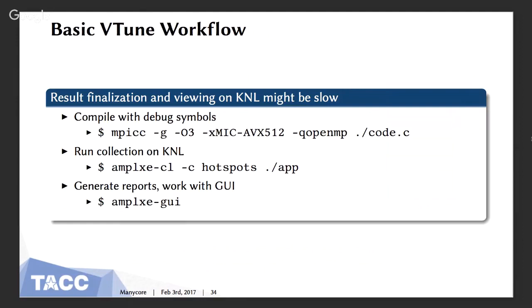Okay, so the basic VTune workflow, which you'll be doing in the labs, is I'm going to compile with your debug symbols. That just involves throwing a -G at the problem during the compilation stage. You want to run the collection actually on the KNL itself with this amplxe-cl command line, and then that'll generate some outputs, and then you can work with the GUI to analyze your results.